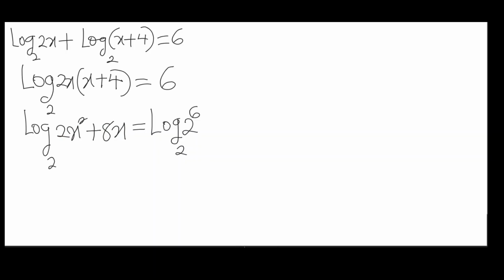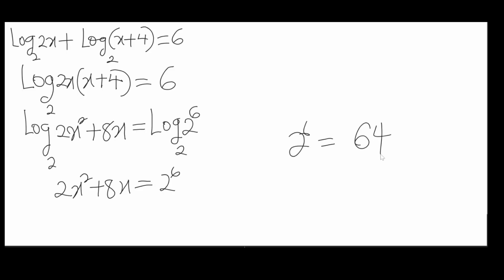Hence, we can say 2x squared, which is the first argument on the right hand side here, plus 8x equals the argument on the right hand side, which is 2 to the power of 6. So equals 2 to the power of 6. And what is 2 to the power of 6? 2 to the power of 6 is 64. And that's what I'm going to be writing now. So we have 2x squared plus 8x equals 64.